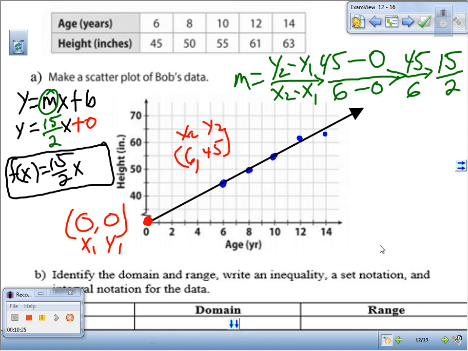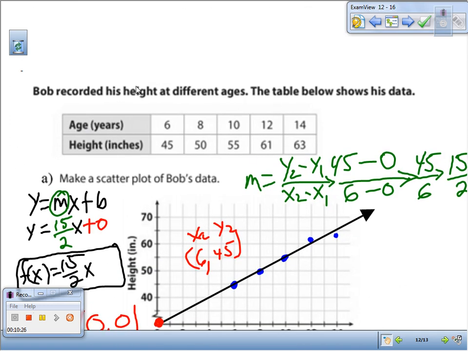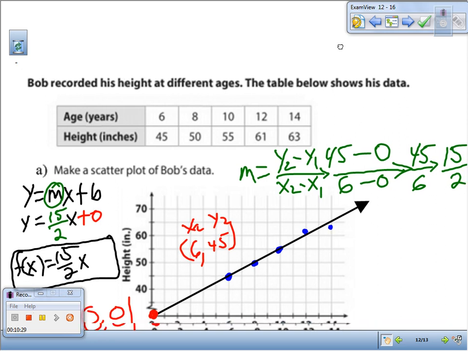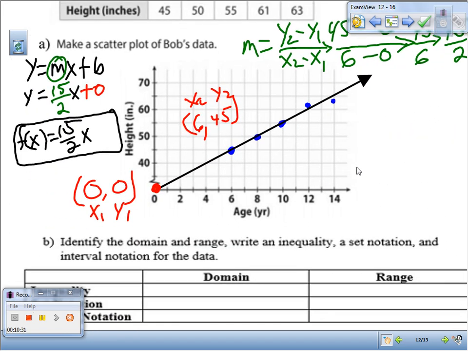So what was this problem talking about? It says, Bob recorded his height at different ages. So before we move on, look at the slope. Height in inches, ages. So you know what the slope means. What does the slope mean? 15 over 2. What does that mean?